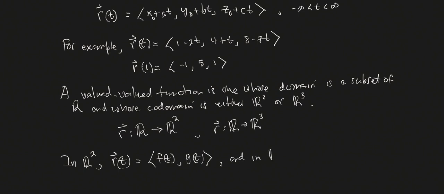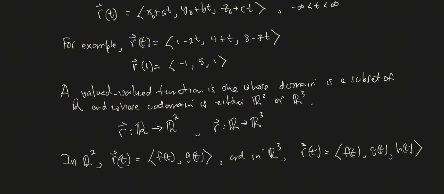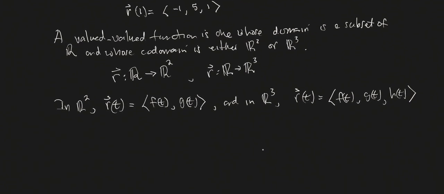And in R3, our vector functions will look like, you'll have, again, an x component, a y component, and now you'll have a z component, right? So this idea of just extending what works in R2 by adding a third component, we can then move to R3. And the question is, what do we make of these?